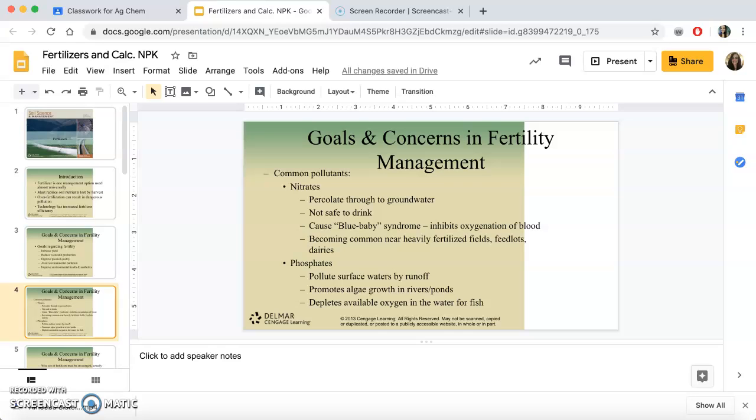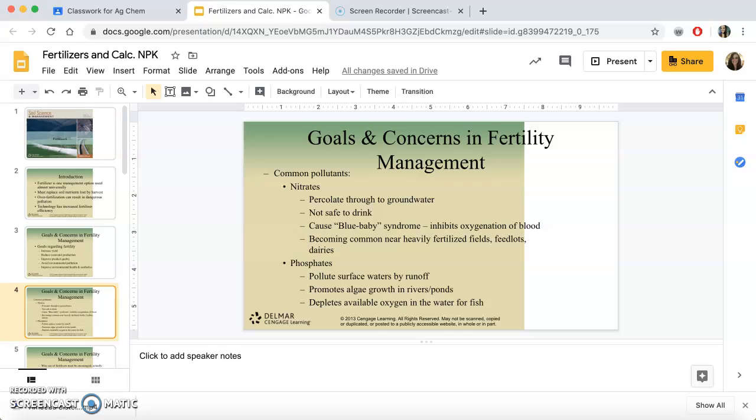This is actually being found, and you can look up some more research, in fields that are really heavily fertilized or fertilized improperly. It's really common in feedlots and dairies, because feedlots and dairies have lots of cows, lots of fecal matter, and fecal matter is really high in nitrates. That's one of the reasons why we want to make sure we manage feedlots and dairies properly, because we don't want that fecal matter to get into groundwater, obviously because it can make us sick because of E. coli, but also because it's really heavy in nitrates.